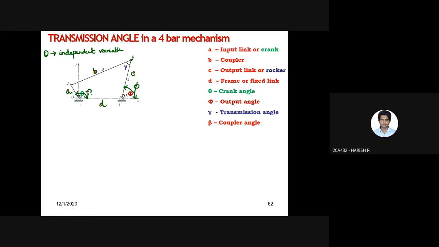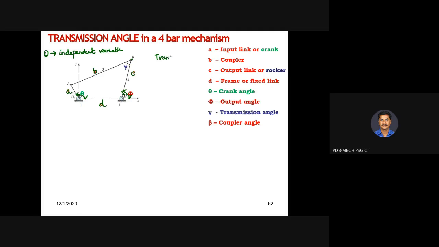Tell me, what is gamma? Angle between coupler and rocker. Yes, exactly correct. So the angle made between the coupler and the rocker is called gamma. That is nothing but the transmission angle.